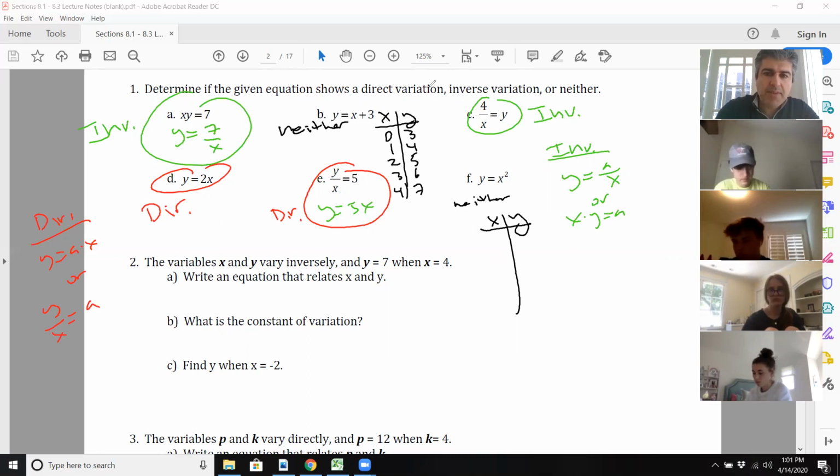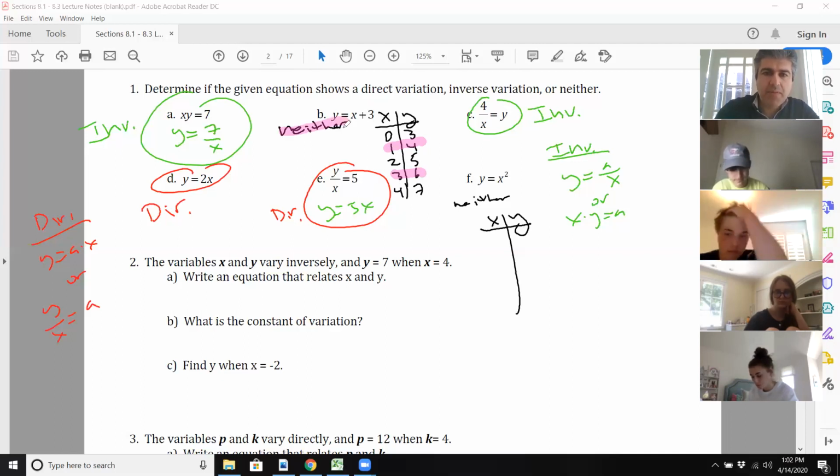By doubling x, y doesn't double here, right? We went from 1 to 2 for x, we went from 4 to 5 for y. Or by tripling x, y doesn't get tripled here. So it doesn't follow that pattern. And plus, in order to be inverse, you need x and y to go in opposite directions, which they don't do here. So it doesn't follow inverse either. That's why it's neither.